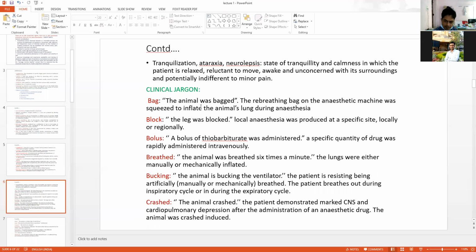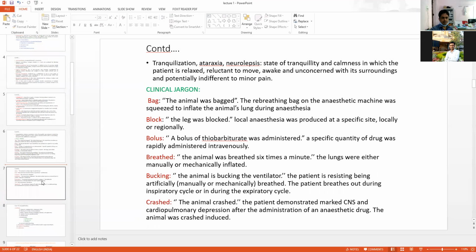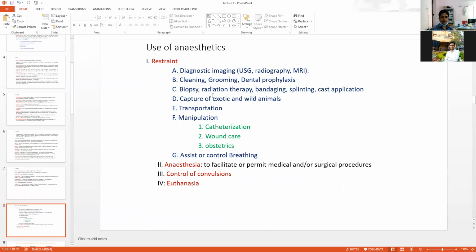Now these are some definitions which you should remember. Just read them. And now the important thing: what is the use of these anesthetics? Where do we give anesthesia? Why is this required in the veterinary profession? Sometimes, suppose you are interested in ultrasonography, radiography, MRI and other things, and the animal is not cooperative many times. So for this type of examination, you select an anesthetic combination just for restraining purposes.